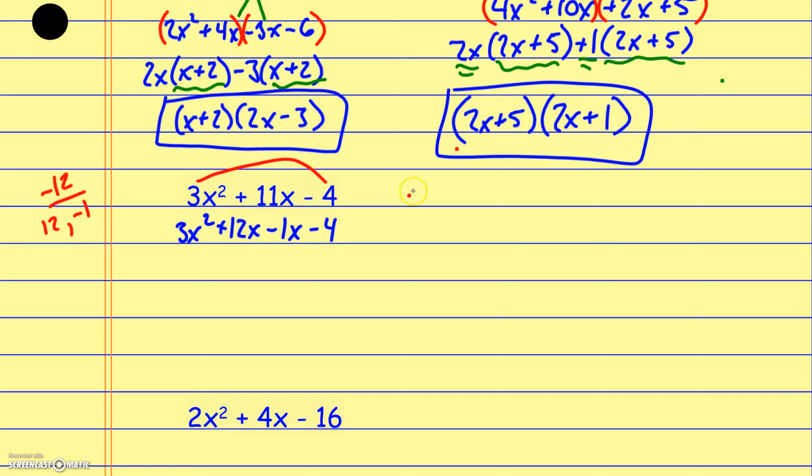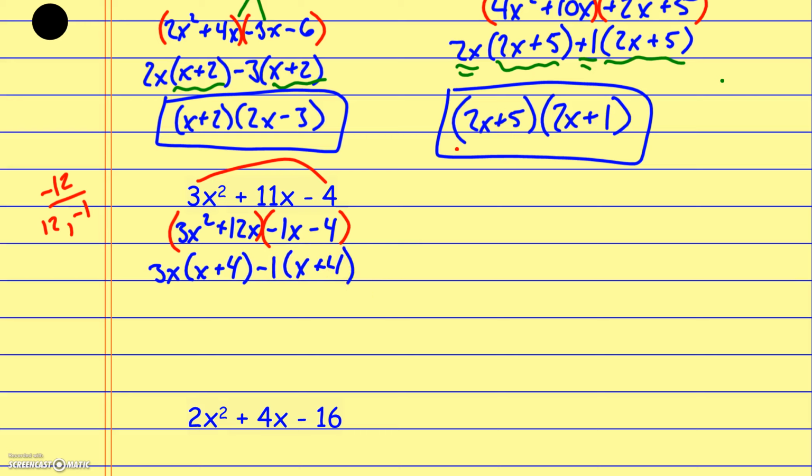And now I can do my factoring by grouping. So I group the first two terms together. I group the second two terms together. Out of the first two terms, I can factor out a 3x. Let me change back to blue here. So I factor out a 3x. That leaves me with an x plus 4. Out of the second two terms, I have to factor something out. This time it's going to be a negative 1.